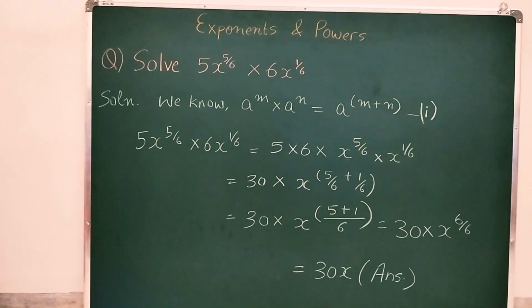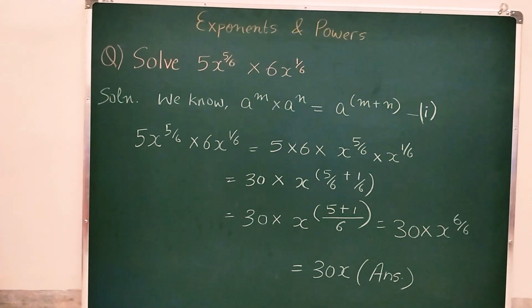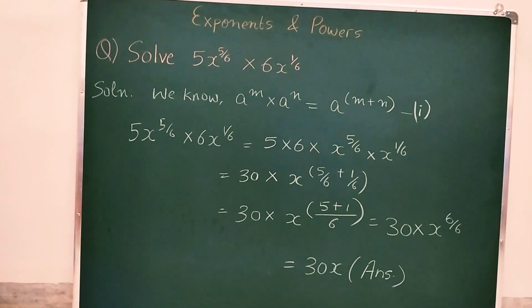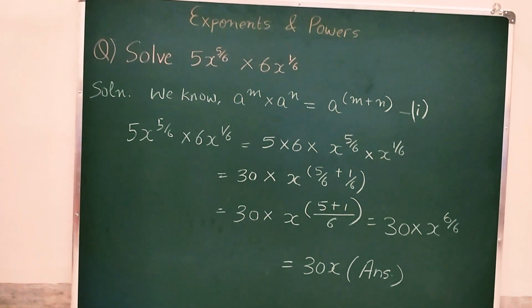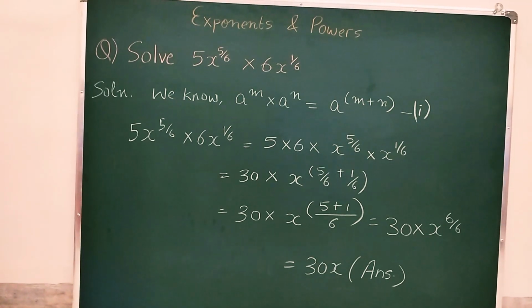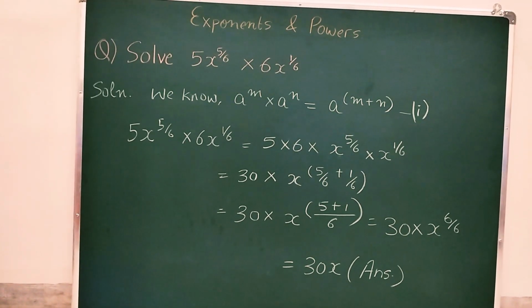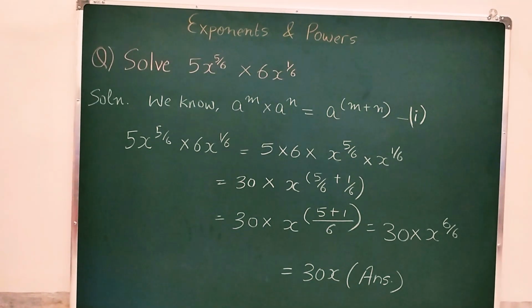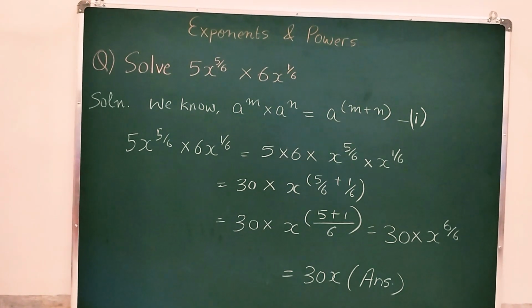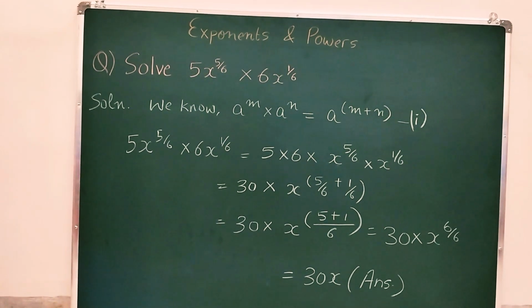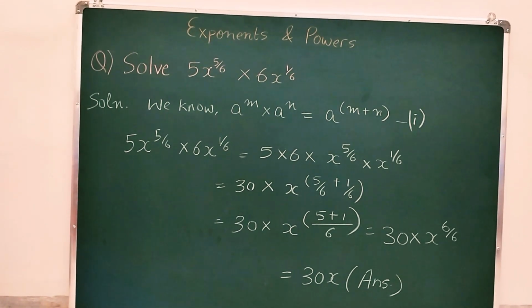Because our LCM is 6, it is common. So we add the numerators and we get 30 into x raised to power 6 by 6. 6 by 6 becomes 1. So we have 30 into x raised to power 1, or we can say 30 into x. 30x is our answer. I hope this question was clear to you all. By using just one law, we can solve it correctly.